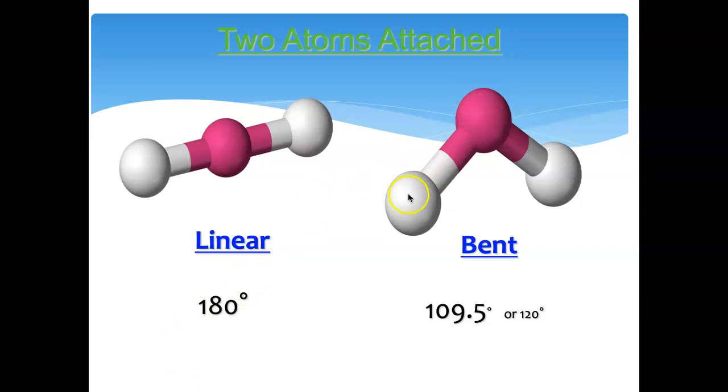The next shape is bent. You can see we've got, it looks to me like, about a 90-degree angle. It's not. It's really about 109 or 120. You do not need to know the angles.